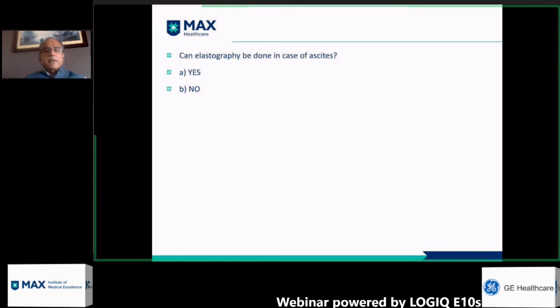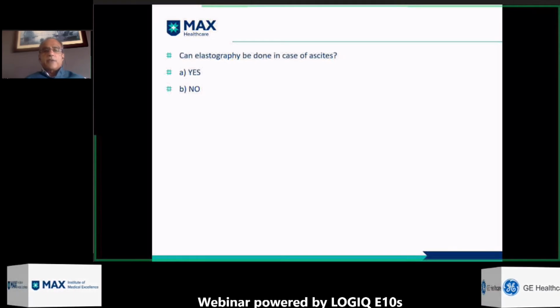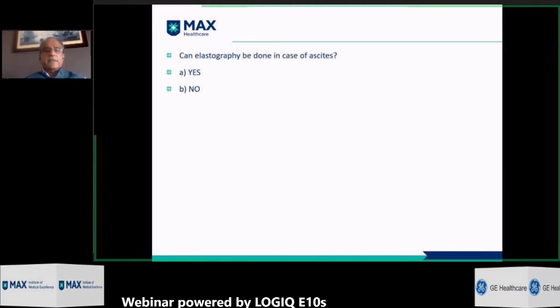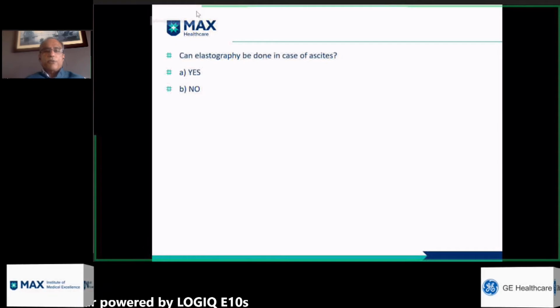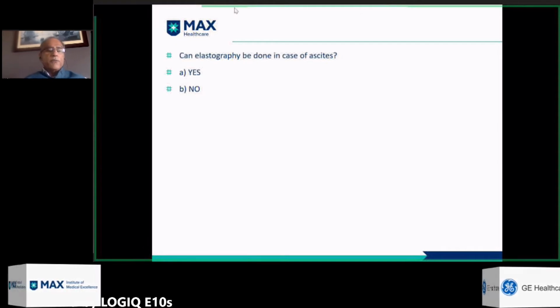So this is the question for the audience. Can elastography be done in case of ascites? Simple answer, yes or no. I think we'll go for the poll.